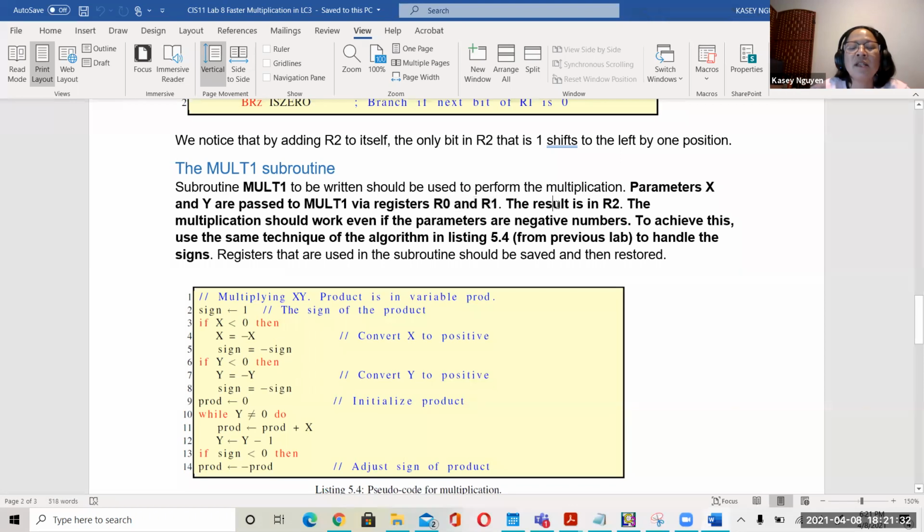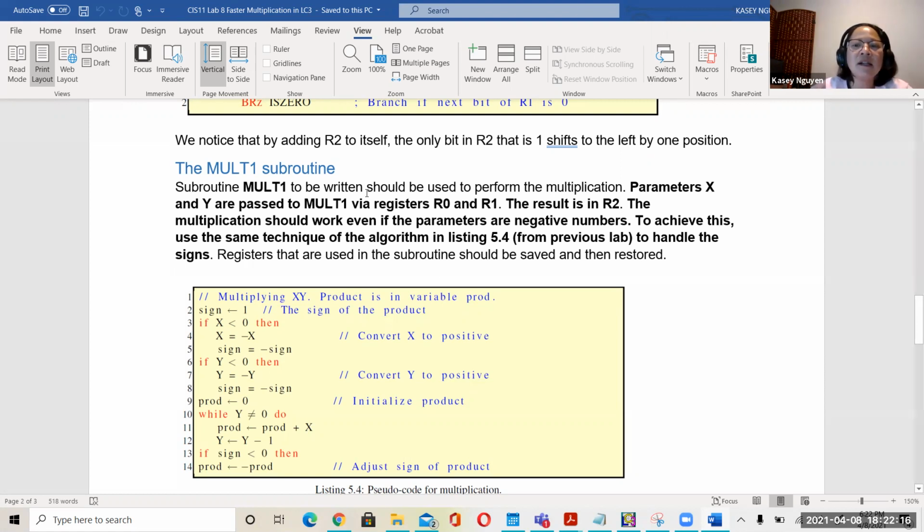Then the result, this is going to be just a subroutine now, right? The other part is separate. So the result is going to be in register 2, and the multiplication should work even if the parameters are negative numbers. We talked about last week how we treat sign, right? When you multiply decimal values, they are positive and then you sign it later. So we have to convert it to positive and then sign it if it's negative at the end, just like last week.